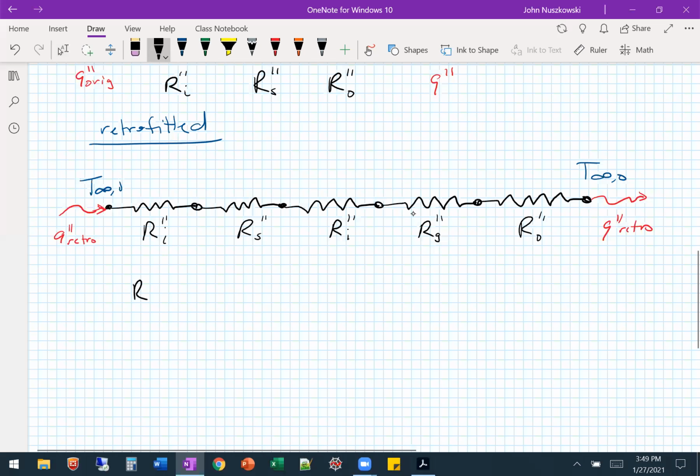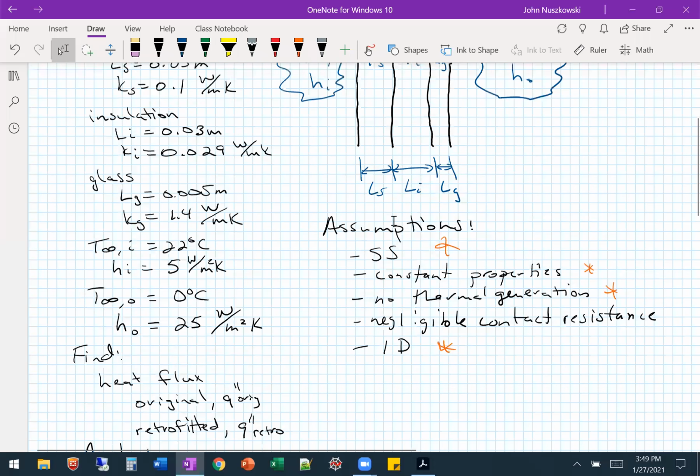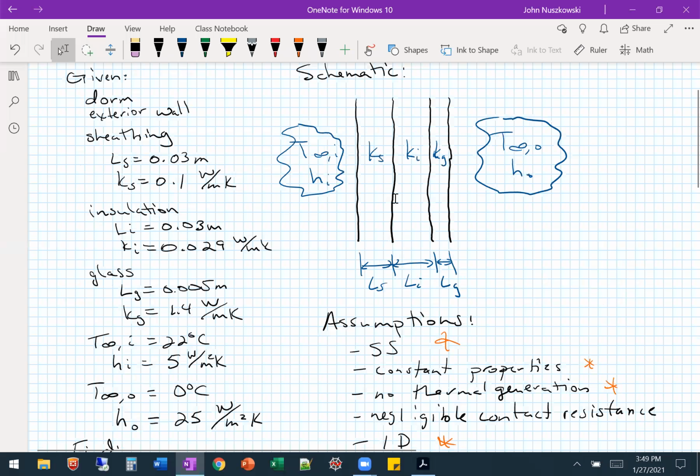So we have our S. Oh, this should be not just R_I twice. Let's call that INS instead, for the insulation.